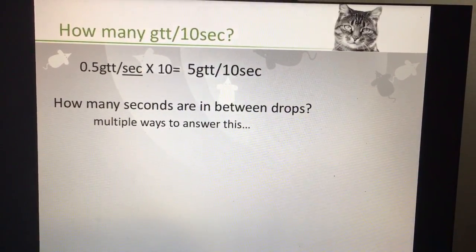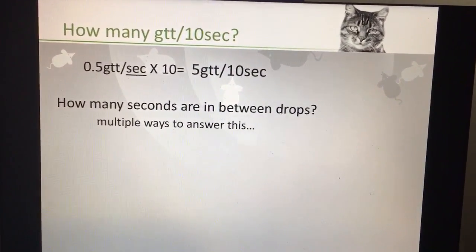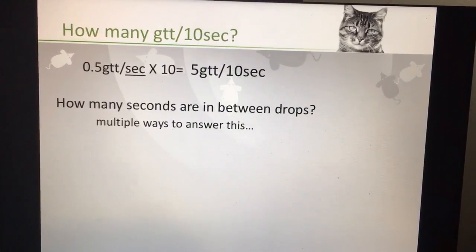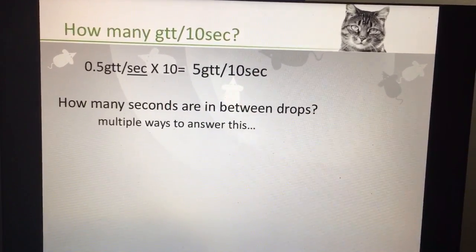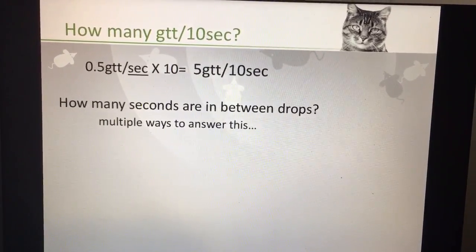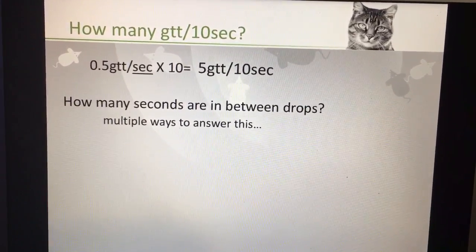Next is how many drops per 10 seconds. That one's pretty simple. You already know it's 0.5 per second, so you multiply times 10, and you'll get 5 drops per 10 seconds.